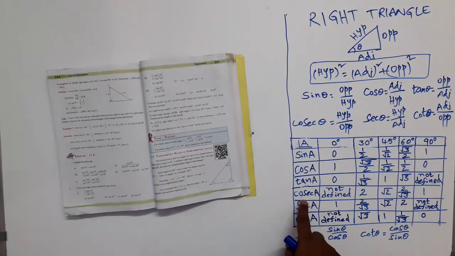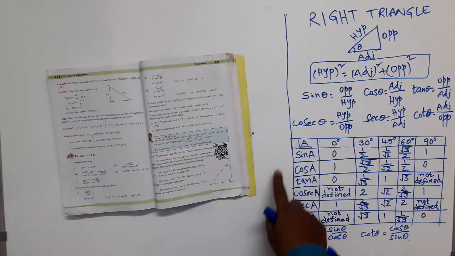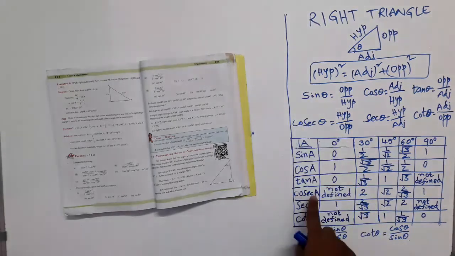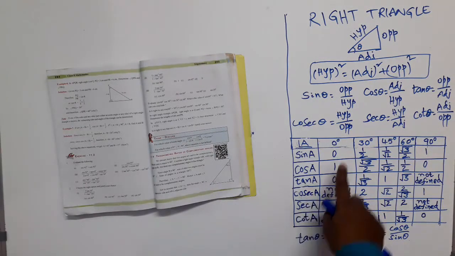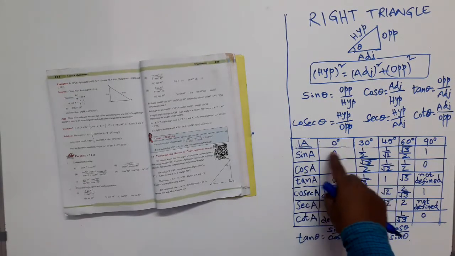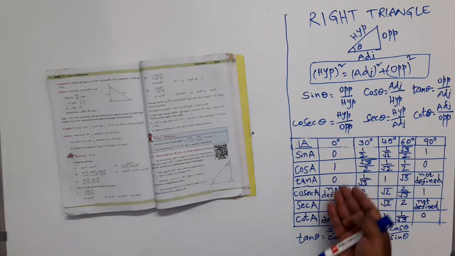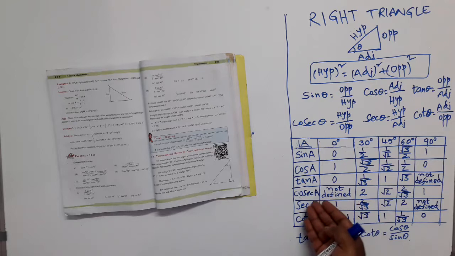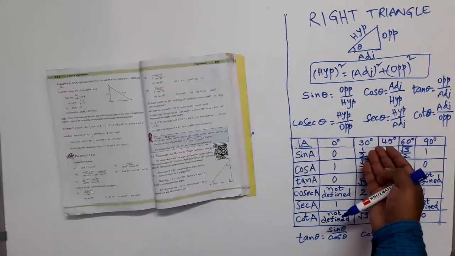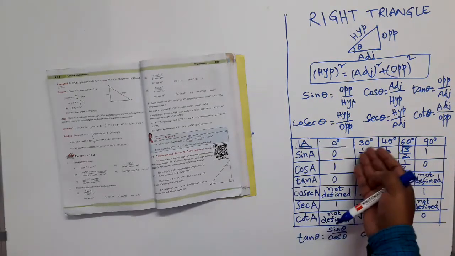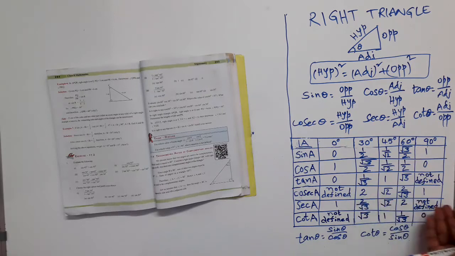In the same way, cosecant. What is cosecant? Reciprocal of sine, we know. So cosecant 0 degrees is 1 by sine 0, that is 1 by 0. Again, denominator is 0 means not defined. In the same way, cosecant 30 degrees is 1 by sine 30 degrees, that is 1 by 1 by 2, that is 2. And so on.